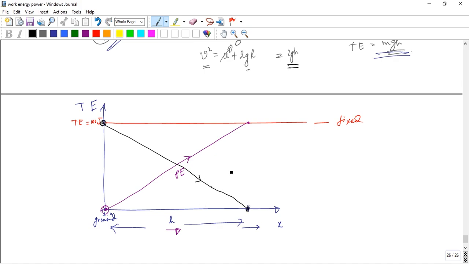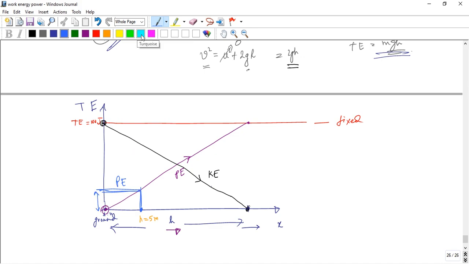The black line represents kinetic energy at any value. Suppose we consider that height h is some value, say 5 meter. At any value here, what is the potential energy? Suppose the potential energy at that height is this, this height is the potential energy.